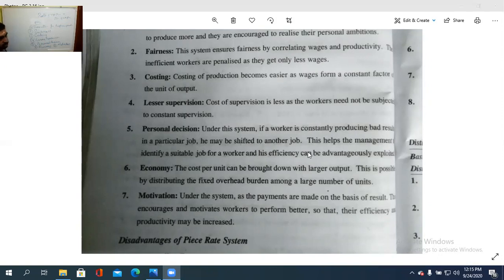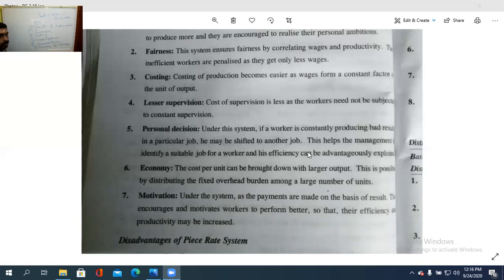Incentive for higher production. Then fairness, means ആൾക്കാരുമായിട്ടുള്ള dealings, it should be fair. Then costing techniques, that is, wages is equal to output. Based on the output produced, then only wages are remunerated. So that costing technique is there. Lesser supervision, isn't it? More supervision is not required because if output is produced, then only he or she gets remunerated. Then the personal decision, isn't it?